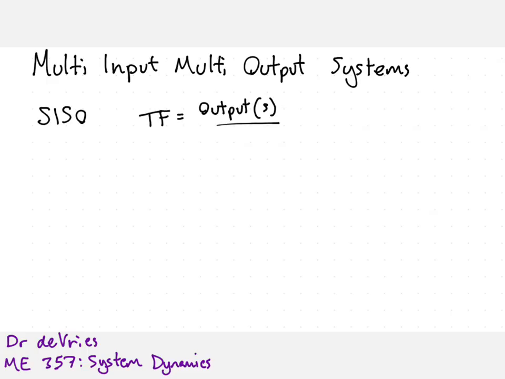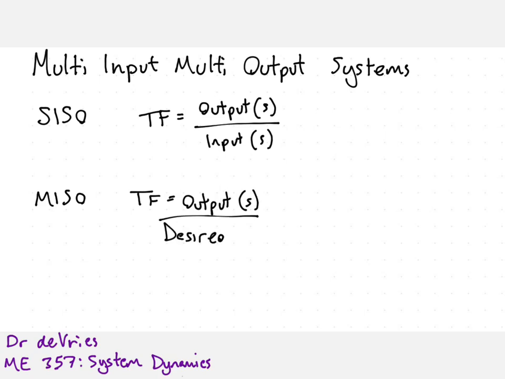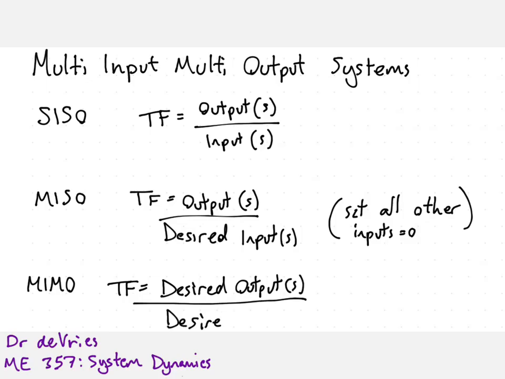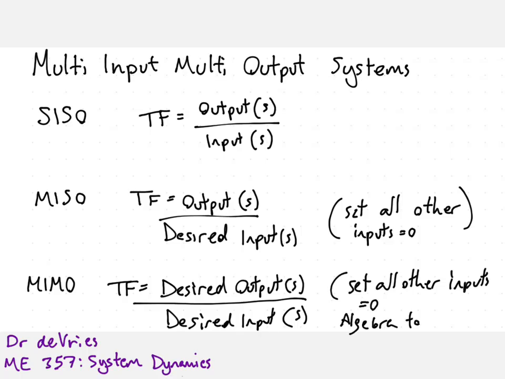So if we have a single input, single output system, our transfer function is going to be the output over our input. If we have a multi-input, single output system, our transfer function is our output over the desired input, and we're going to set all other inputs equal to 0. Now, if we have a multi-input, multi-output system, our transfer function is going to be our desired output over our desired input, both in the Laplace domain. We're going to set any non-interested inputs equal to 0, but we're going to have to algebraically isolate our output.